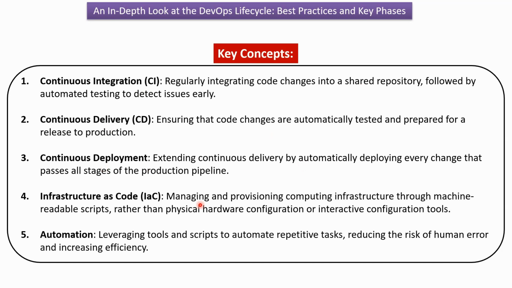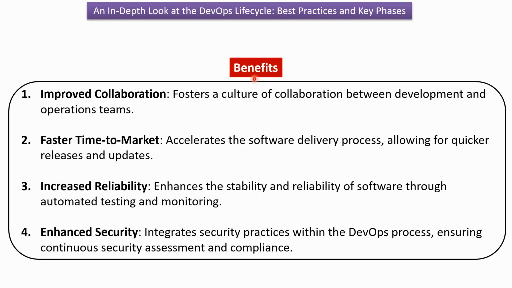Fourth point is infrastructure as code, managing and provisioning computing infrastructure through machine readable scripts rather than physical hardware configuration or interactive configuration tools. Fifth point is automation, leveraging tools and scripts to automate repetitive tasks, reducing the risk of human error and increasing efficiency. Now we will see the benefits of DevOps.